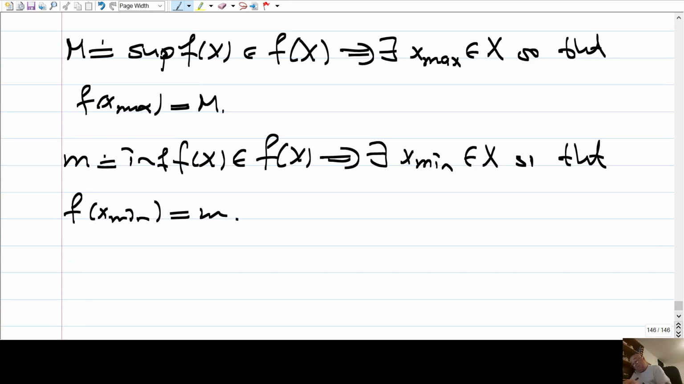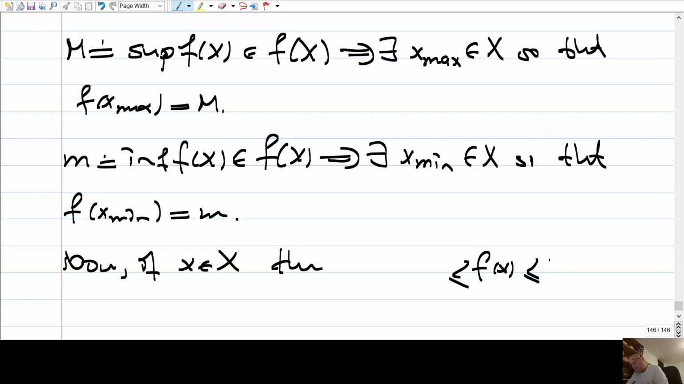Well, now if x is in X, then of course f of x is less than the supremum, because f of x belongs to this set, and certainly it is less than the supremum and greater than the infimum. This is just f of x min, and this is just f of x max. And this finishes the proof, okay?